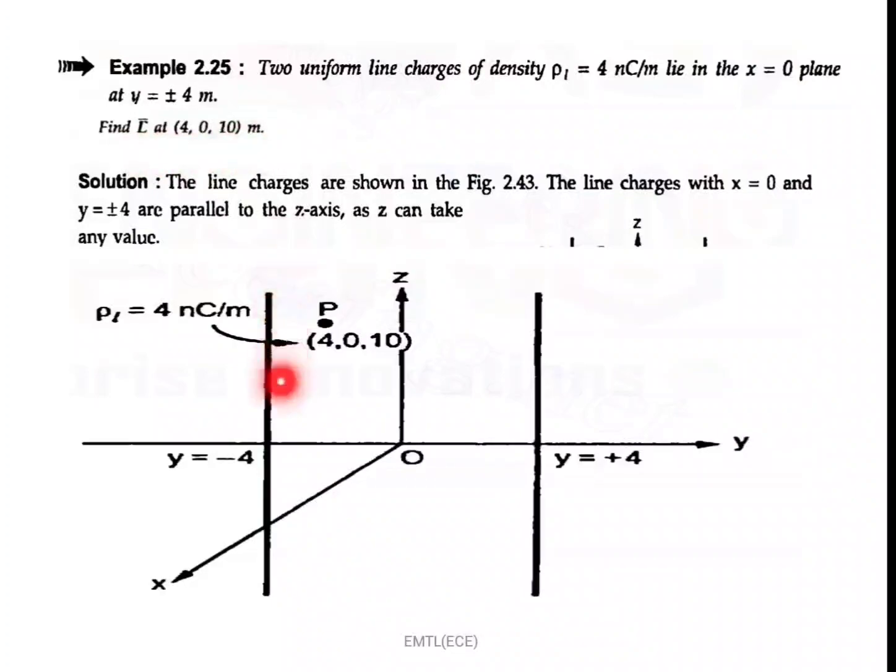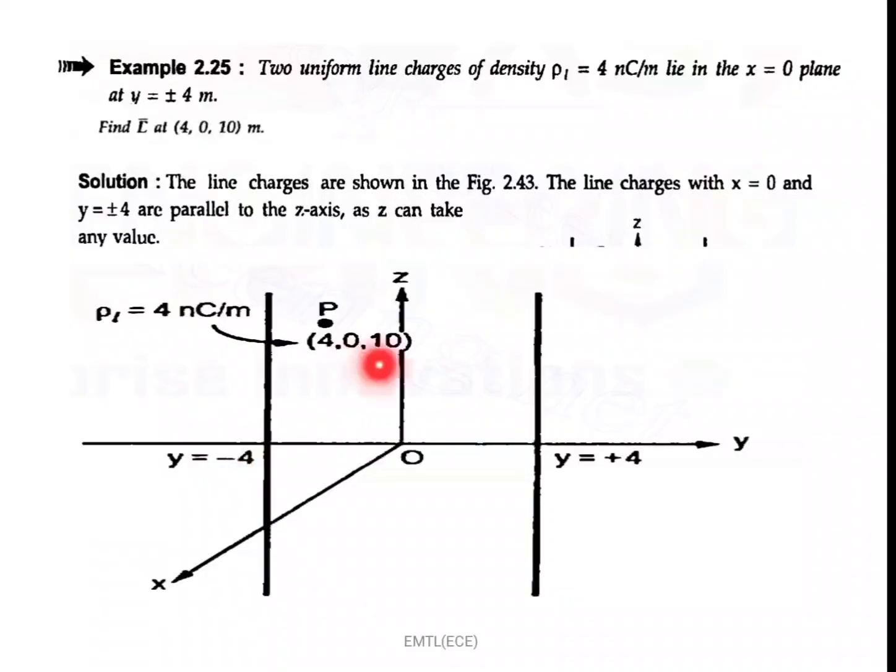Now these are the two uniform line charges, both having a line charge density of 4 nanocoulomb per meter, and they are in the x equals 0 plane, that is along the y direction on both sides of the horizon: along the positive y direction at 4 meters, and along the negative y direction at minus 4 meters.